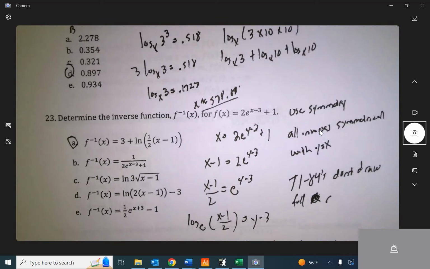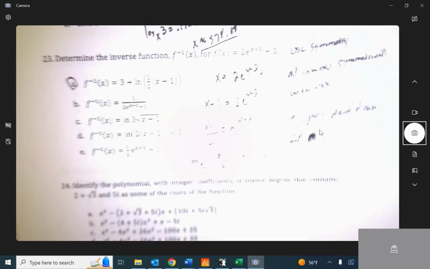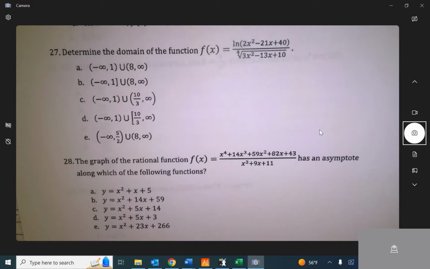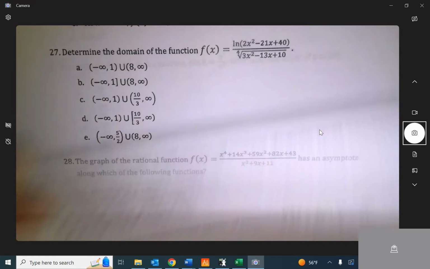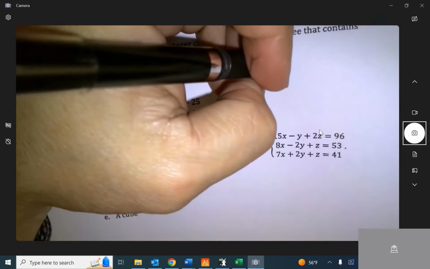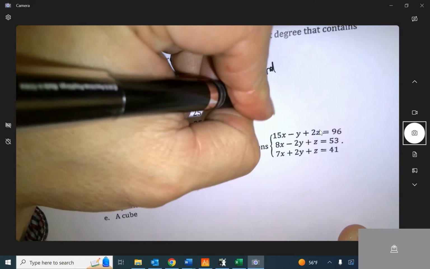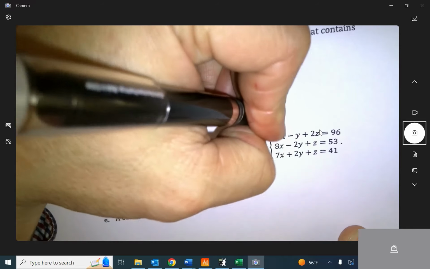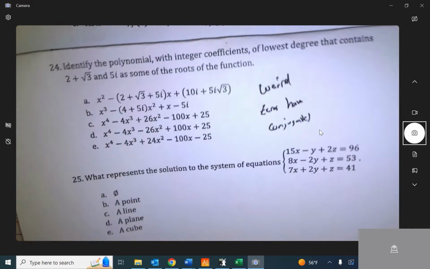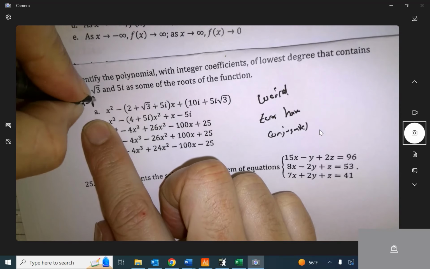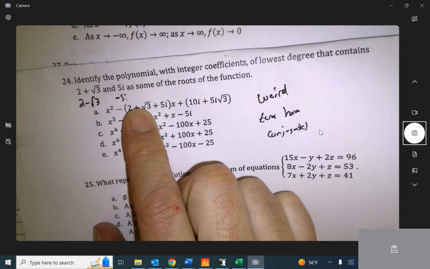Identify the polynomial with integer coefficients of lowest degree that contains 2 plus root 3 and 5i as roots of the function. So these are the complex conjugate theorems, and it's a really simple theorem. It says irrational and imaginary zeros have conjugates. So if 2 plus root 3 is a zero, then 2 minus root 3 is also. If 5i, then negative 5i is also.